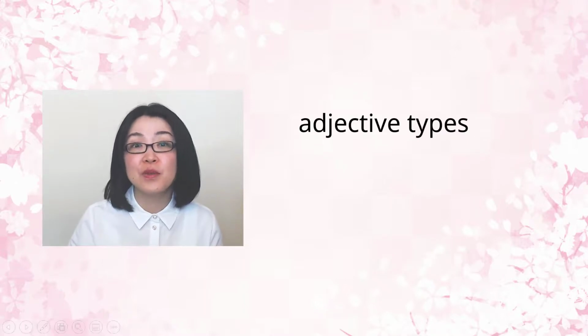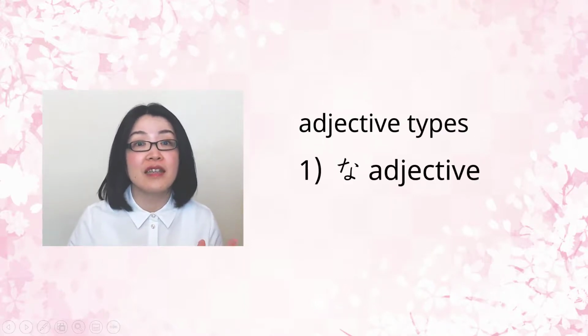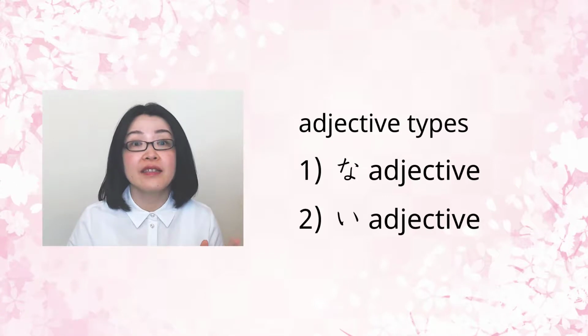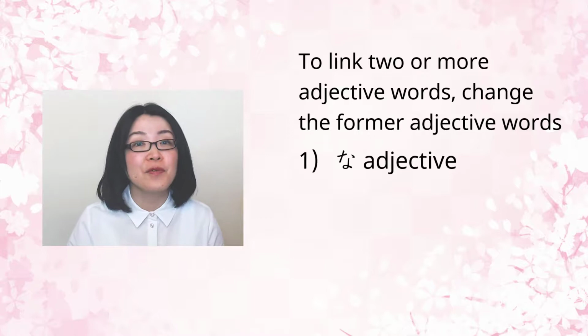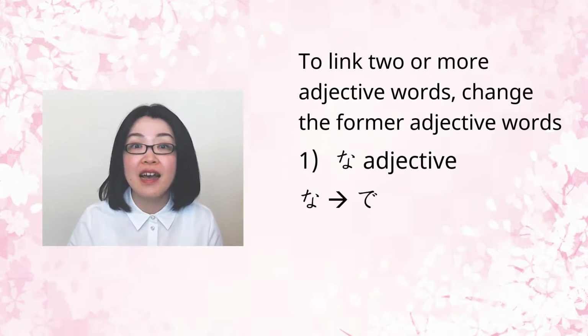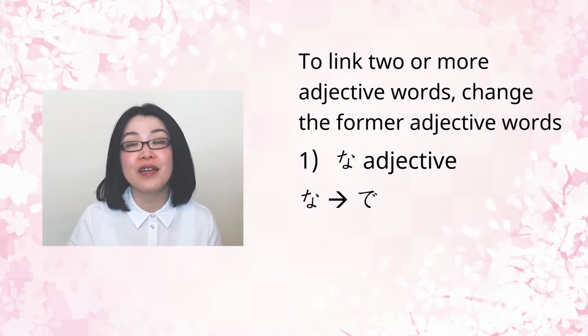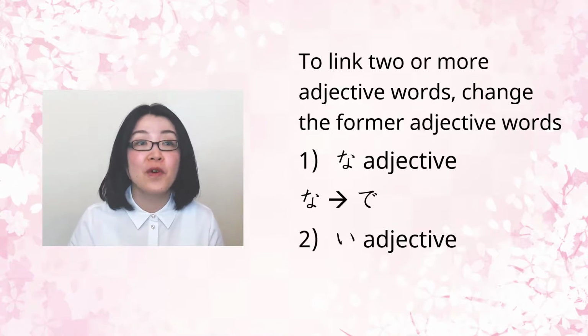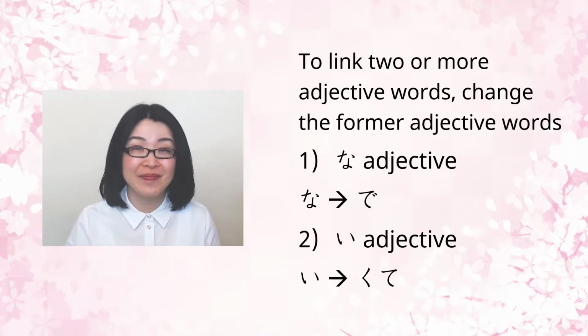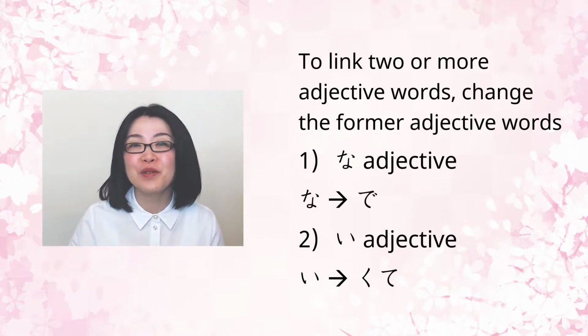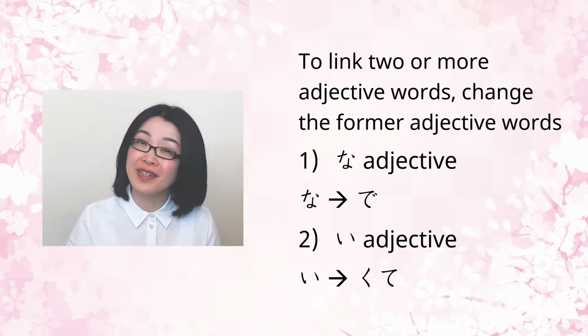Today we've learned two types of adjectives. There are na-adjectives and i-adjectives. Na-adjectives have na ending and i-adjectives have i ending. If you want to link two or more adjective words, just change the former adjective words. For na-adjective words, omit na and add de to link to the next adjective word. For i-adjectives, omit i and add kute to link. Now you can add adjective words to enrich noun words.